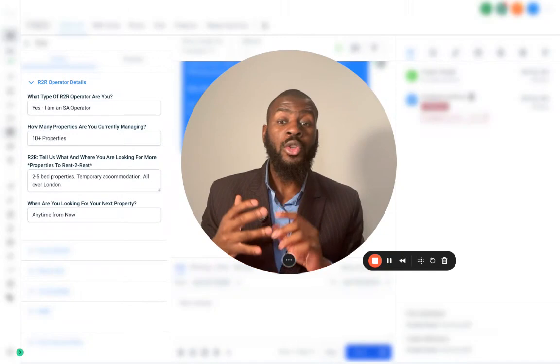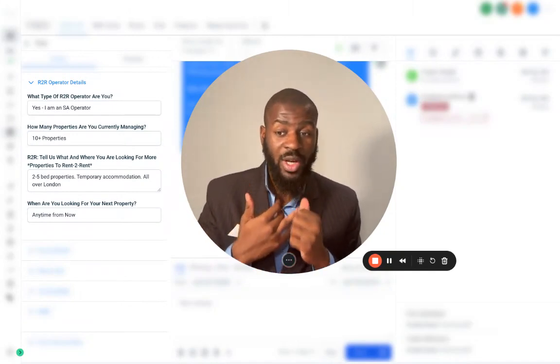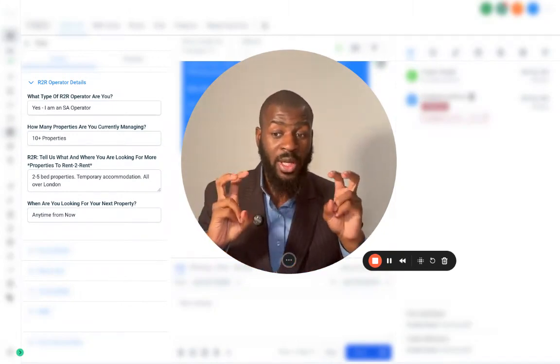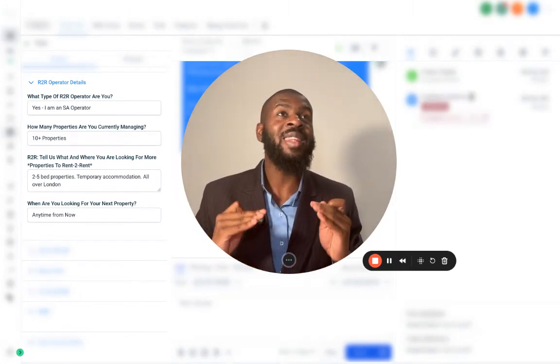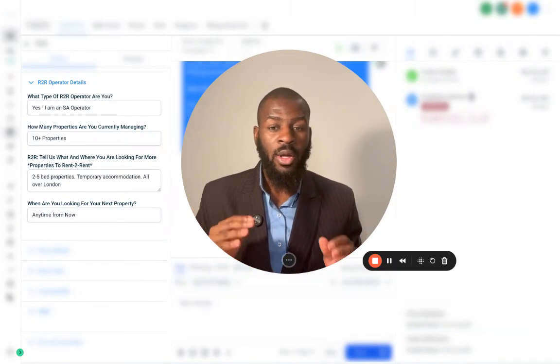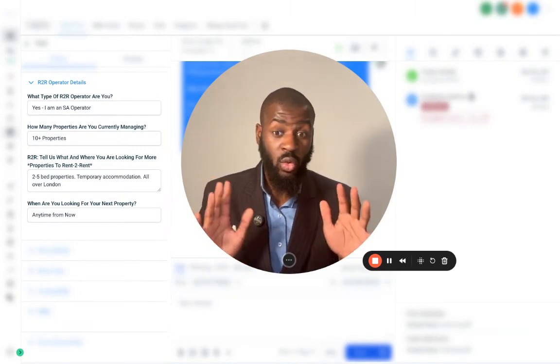Now, what are they looking for? 2 to 5 bed properties, large range. And they've said temporary accommodation all over London. And they said anytime from now. This is a diamond star investor. If you don't know what temporary accommodation is, this is source right now.